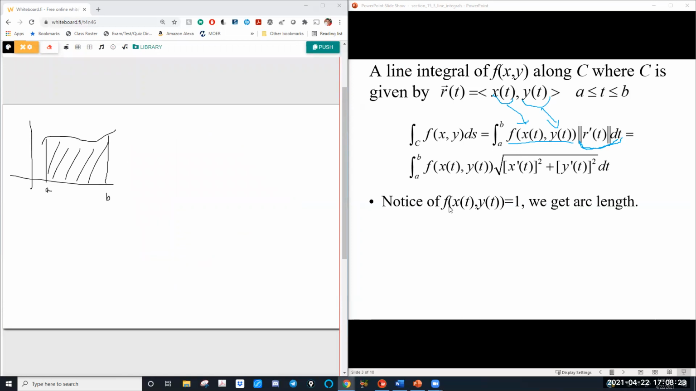Now, a couple things I want to point out. First off, if the function is 1, so if I were to ignore that for just a second, that integral that's left, that's arc length. We did that earlier this semester. So basically what we're doing is we're integrating over the length of the curve, integrating this function over the length of the curve. So that's what's happening mechanically.